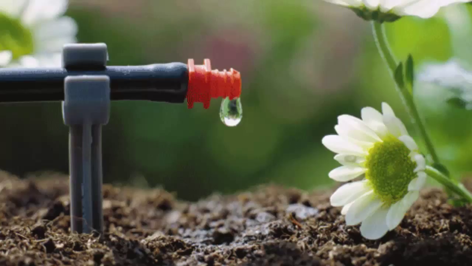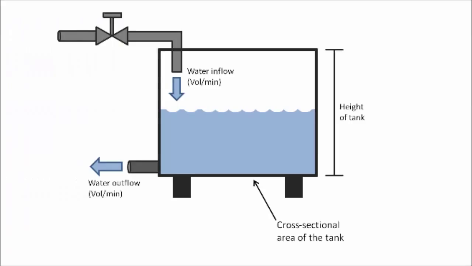To achieve this, it is necessary to control the water flow through the system. So our goal is to design and construct a system capable of controlling the water flow in the irrigation system for a greenhouse at a level established by the user.